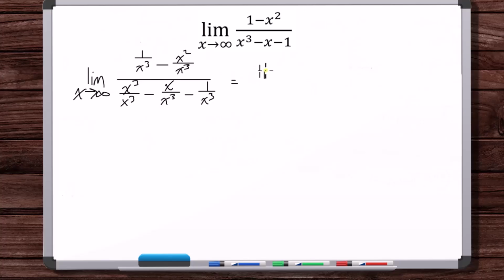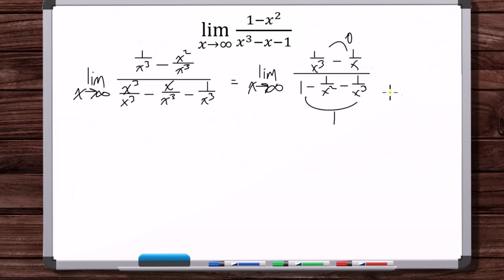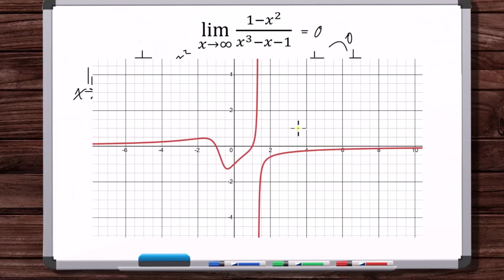okay. So let's see, 1 minus, and then, okay, so as x goes to infinity, the numerator goes to 0, and the denominator goes to 1. So this entire limit is equal to 0. There you go. As x approaches infinity, y is equal to 0.